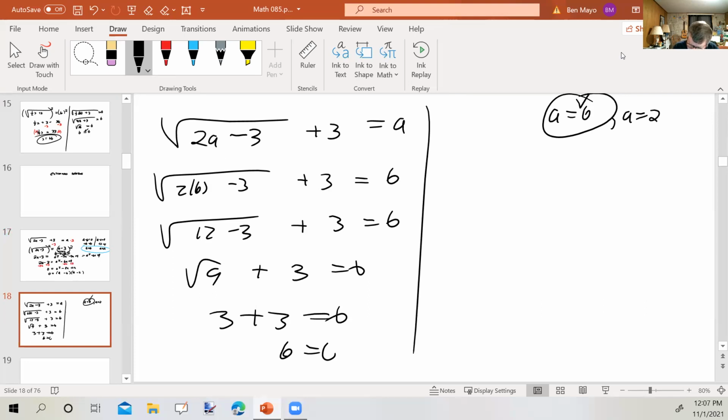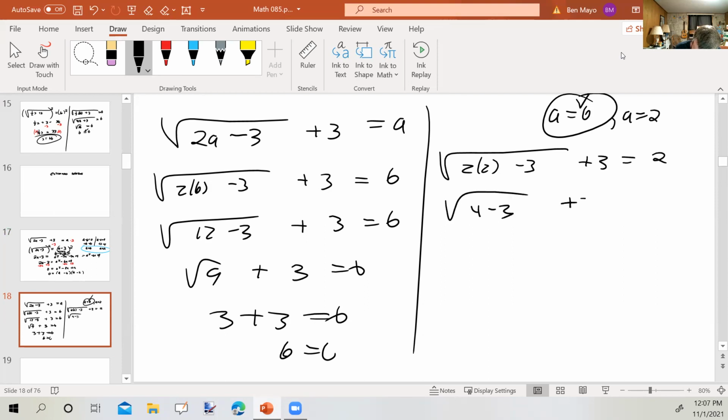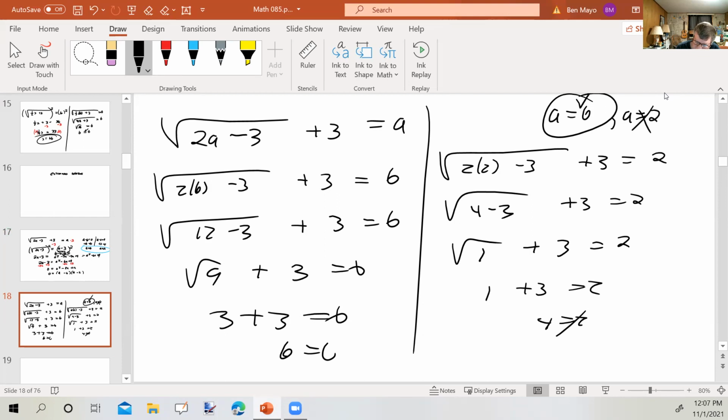Now let's take a equals 2. The square root of 2 times 2 minus 3 plus 3 equals 2. The square root of 4 minus 3 plus 3 equals 2. The square root of 1 plus 3 equals 2. 1 plus 3 equals 2, 4 equals 2. No, so 6 is a solution, 2 is extraneous, doesn't work.